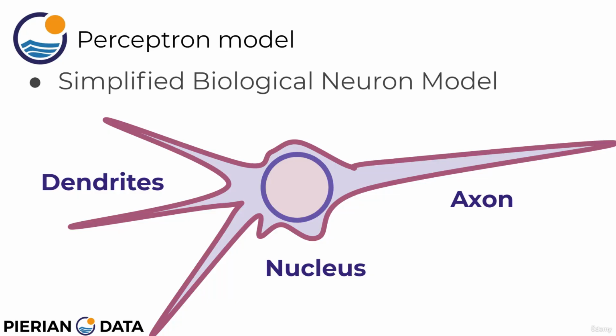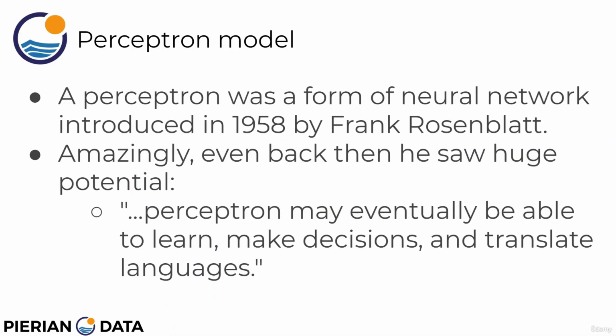Now, how do we take this very simplified biological neuron model and convert it into a mathematical model? This is where the idea of the perceptron comes in. A perceptron was a form of neural network introduced all the way back in 1958 by Frank Rosenblatt. And amazingly, even back then in the 1950s, he saw huge potential, stating, quote, "A perceptron may eventually be able to learn, make decisions, and translate languages."